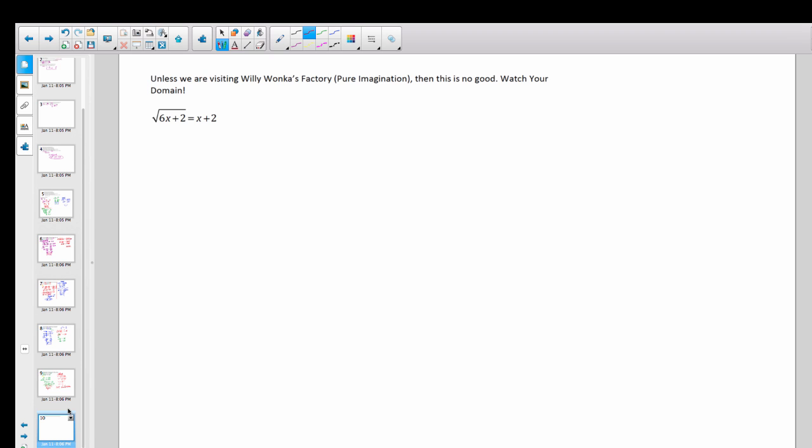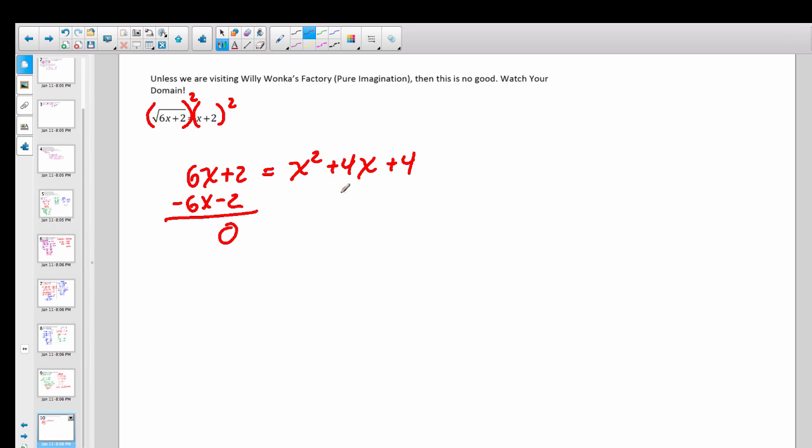This one's nuts. Okay, so you can't do this. Watch what happens. 6x plus 2 equals, let's be professionals here, we'll do this right away, x squared, 4x, and a 4. Okay. Set it to 0 and factor.